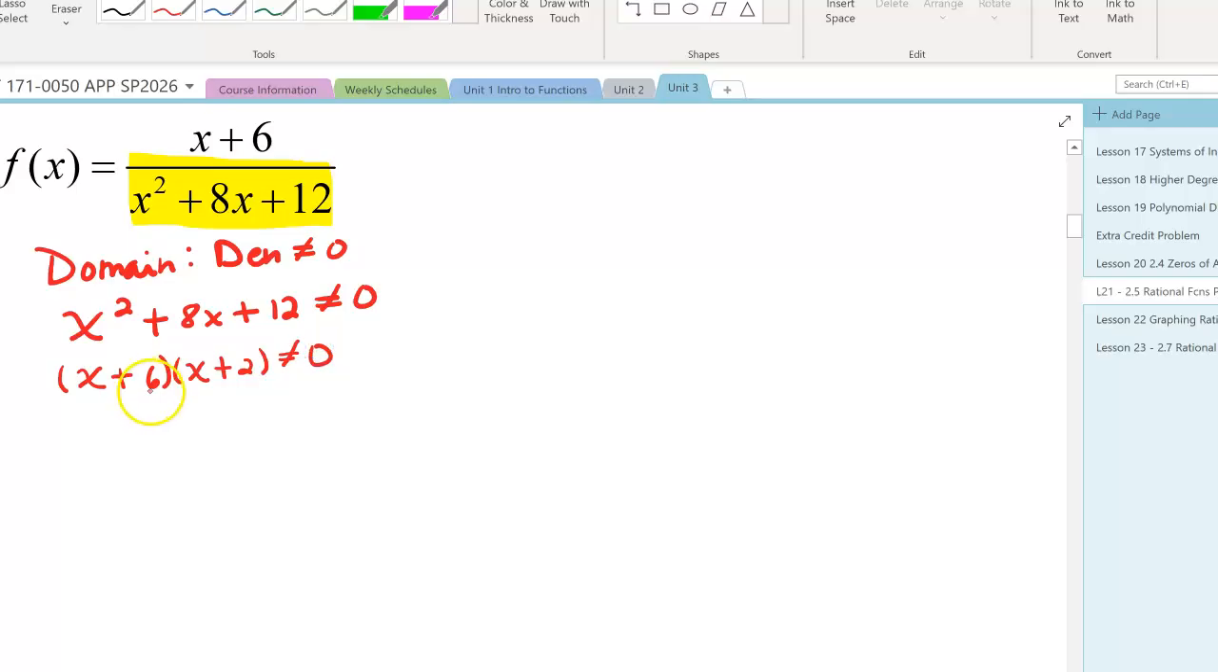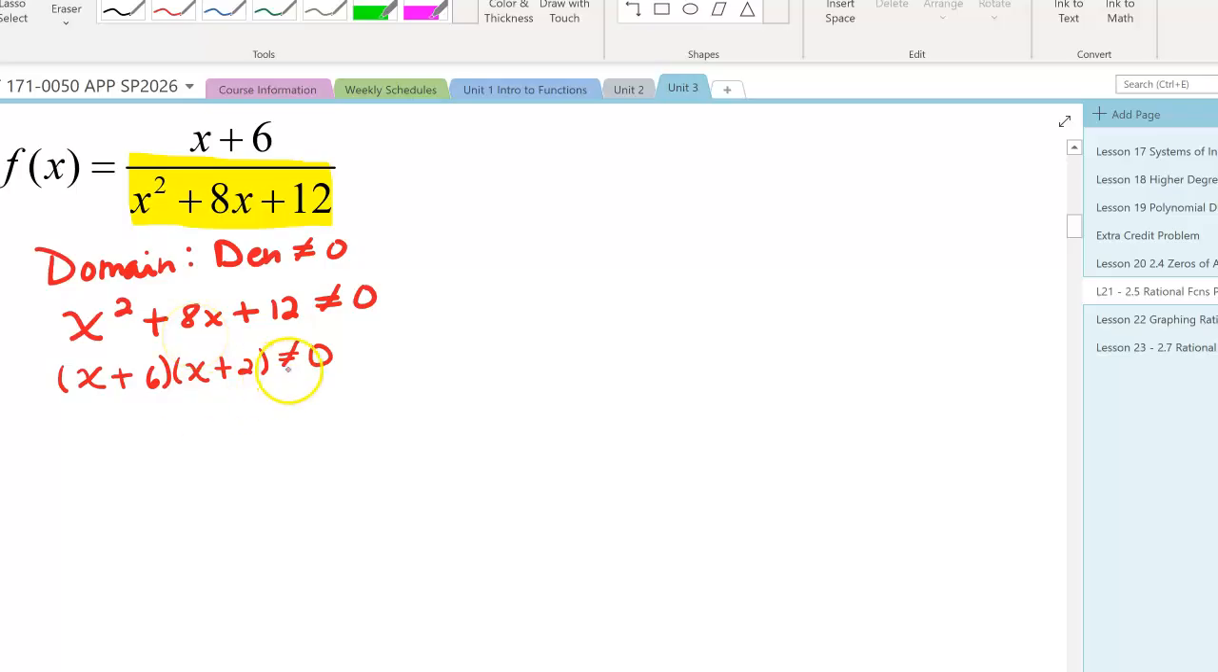Just to do a quick check, last times last would give me 6 times 2, which is 12. First times first, of course, is x squared. And then outside times outside is 2x, plus inside times inside, which is 6x. And 2x plus 6x is 8x.